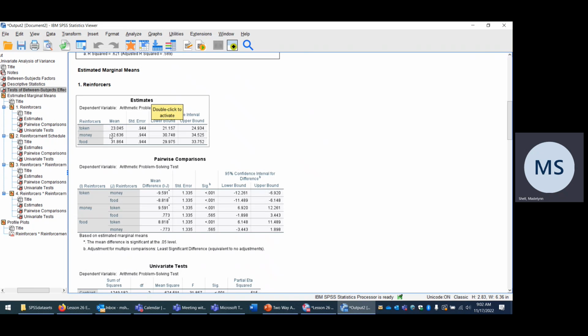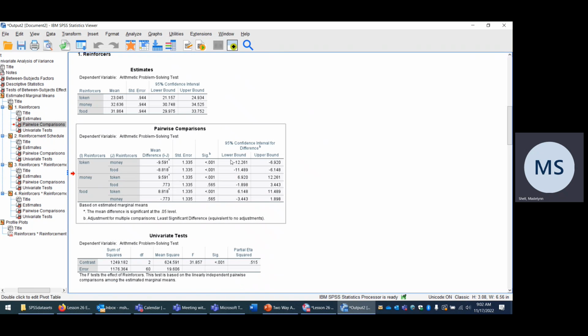So you can see this is regardless of schedule, what are the differences in the reinforcer groups? So we can see our means for each one of the levels, token versus money versus food. These pairwise comparisons are your post hoc tests, and it will tell you whether there's a significant difference there. And so what I can see by looking at this, it looks like token is significantly different than money and food. And that's really where the difference is. And if we go back up to these means, I can see that the mean for token is significantly lower than money or food. Money and food are not different, but token is significantly different from the others.